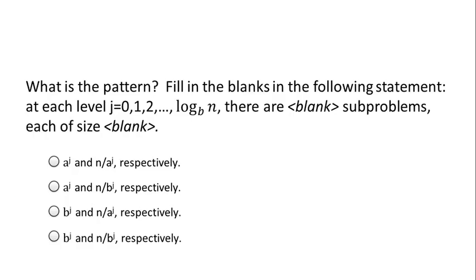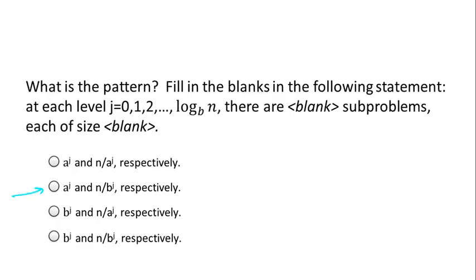So the correct answer is the second one. At level j of this recursion tree, there are a to the j subproblems, and each has an input of size n over b to the j. So first of all, why are there a to the j subproblems? Well, when j equals 0 at the root, there's just the one problem, the original invocation of the recursive algorithm, and then each call to the algorithm makes a further calls. For that reason, the number of subproblems goes up by a factor of a with each level, leading to a to the j subproblems at level j.